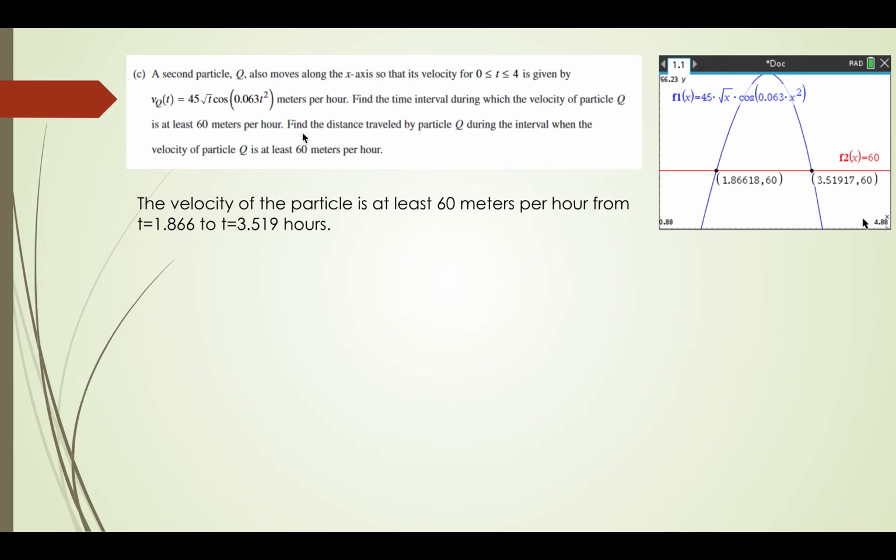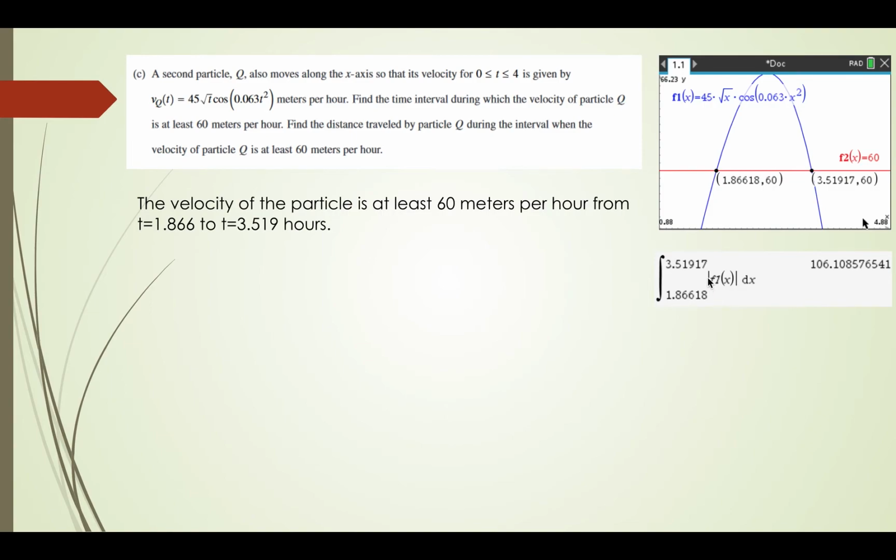Now, it wants us to find the distance traveled by particle Q during this time interval. The way you find distance traveled is you integrate the absolute value of the velocity. Remember, if you just integrate velocity, it's going to give you displacement or net change, but it's not going to tell you the total distance traveled. To get that, you must integrate the absolute value of the velocity, which is what I do in the calculator here. There are lots of ways to get the absolute value symbols here.